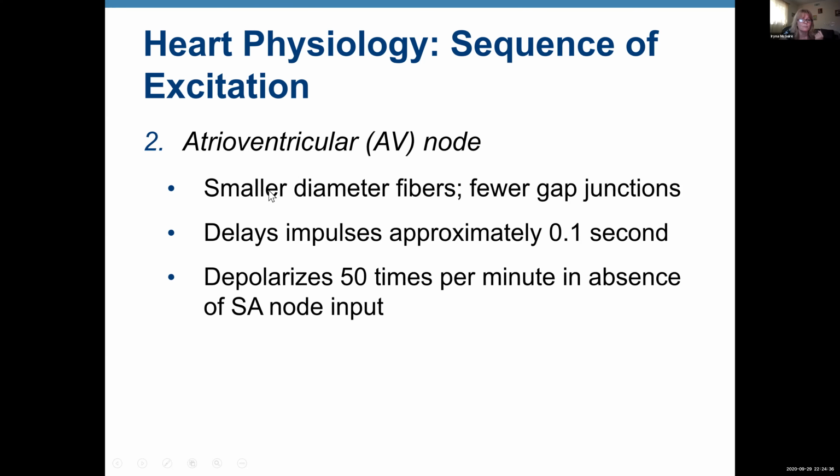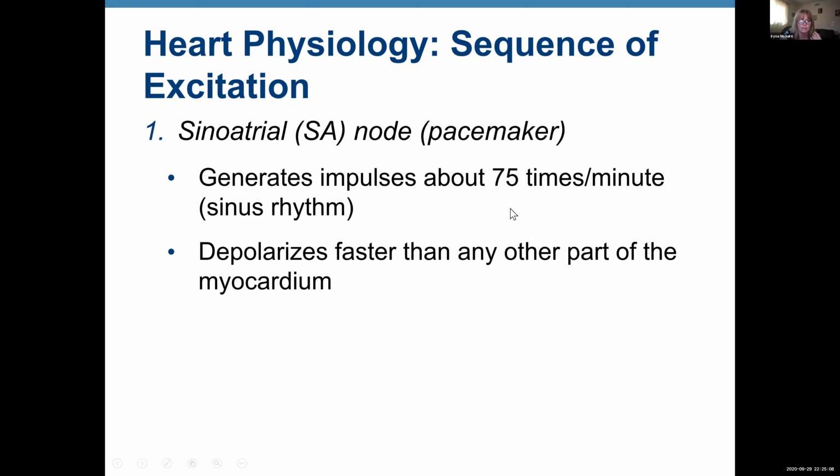AV node, smaller diameter fibers, fewer gap junctions. So here we're talking about cells, right? Because the diameter of fibers is smaller, because we have fewer gap junctions, we have delay of the impulses, right? We already mentioned it, 0.1 second. It depolarizes 50 times per minute in absence of SA node input, right? So this one is 75 times per minute.